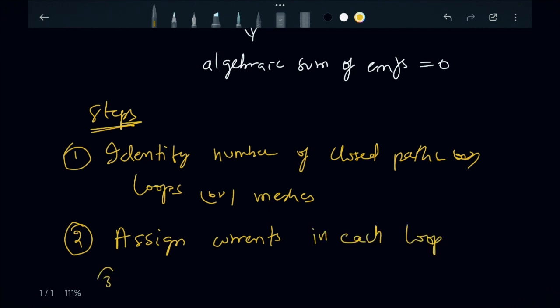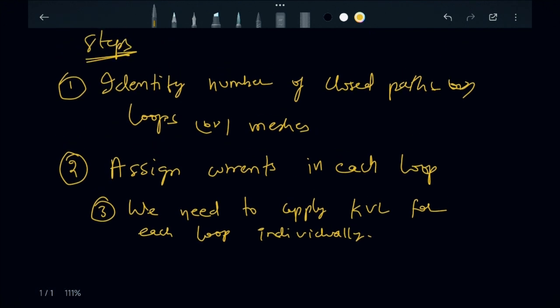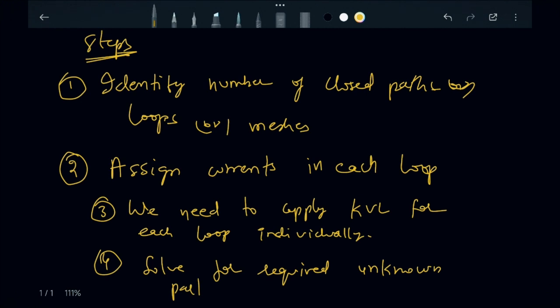After assigning currents, we need to apply KVL for each loop individually. After applying KVL, now solve for the required unknown parameters. These are the steps involved in finding any required unknown parameter in the given circuit.